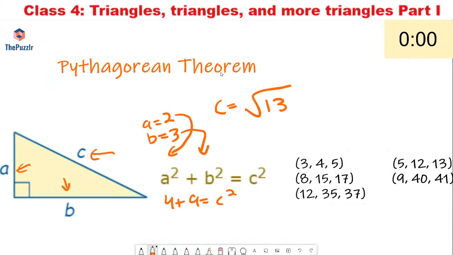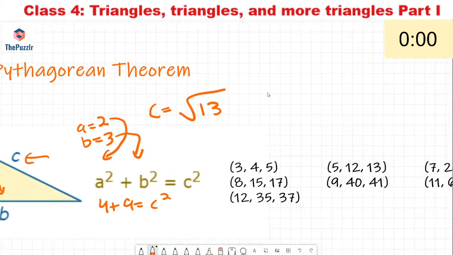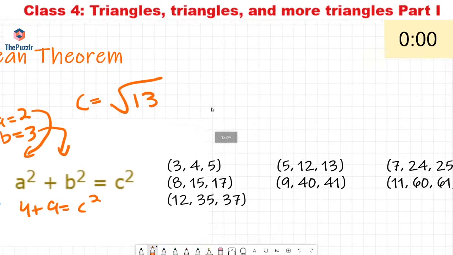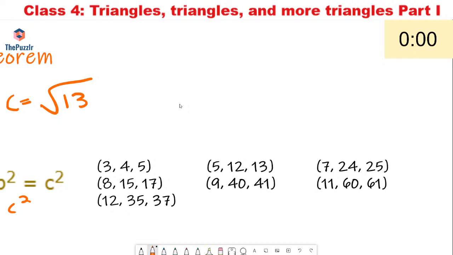So someone in the chat wrote, this only works on right triangles. Correct. And as you advance in your math journey, you'll see there's a general formula that you can actually use. It's called the law of cosines, that you can use on any type of triangle. Don't worry about that right now. The Pythagorean theorem is only for right triangles.